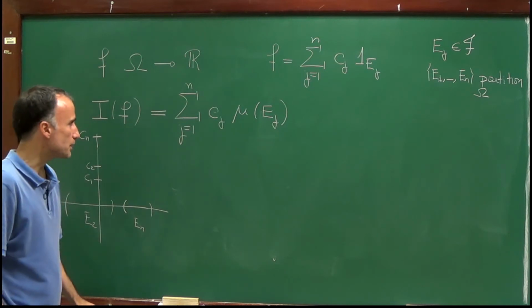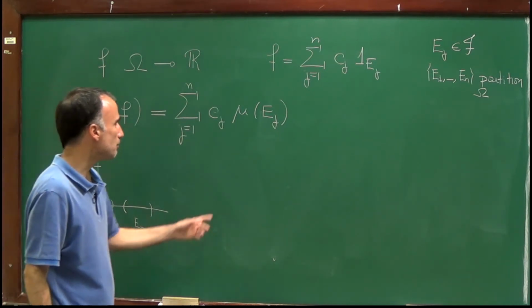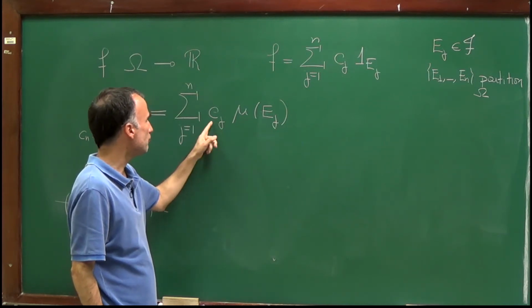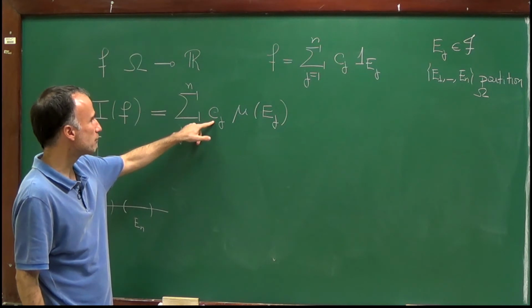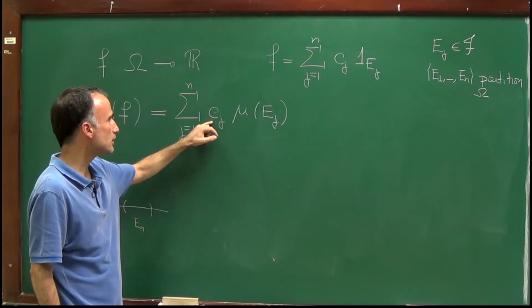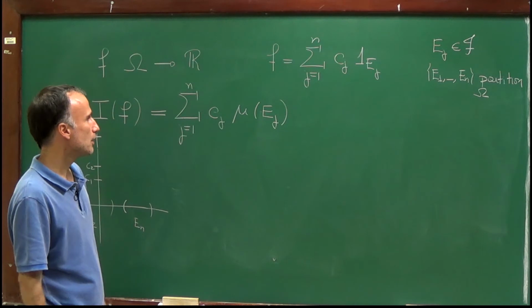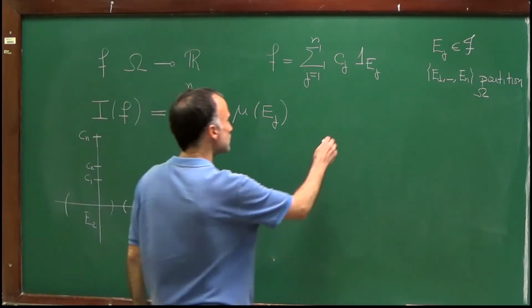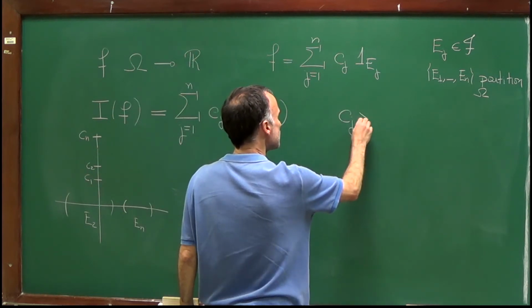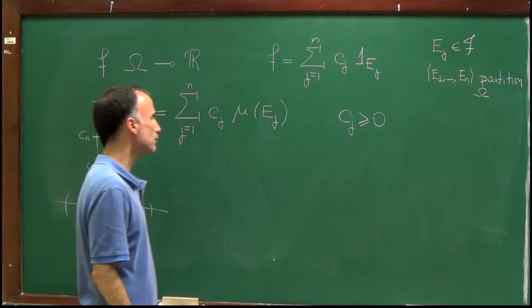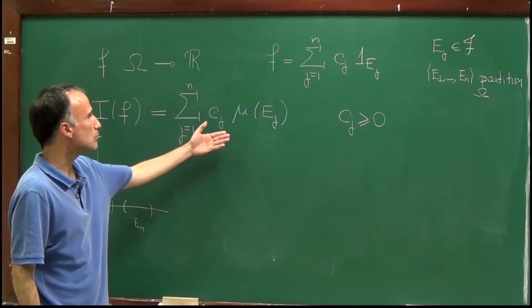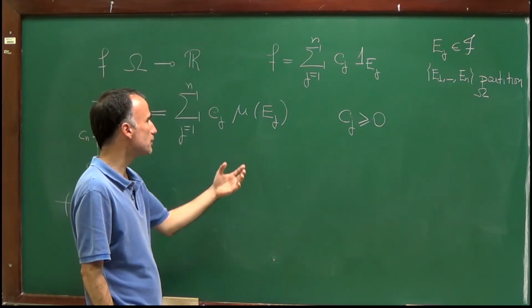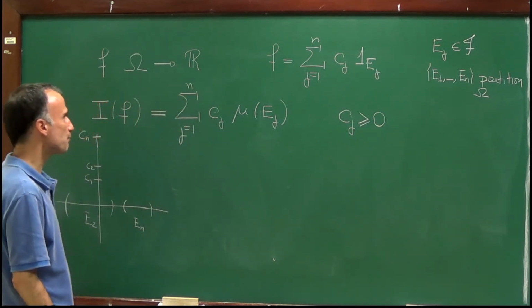However, we have to be careful here, because maybe Ej has measure plus infinity. If I have a positive value multiplying plus infinity and then a negative value multiplying plus infinity, I have an expression which is not well defined. So let's assume that all cj's are non-negative, then this makes sense. It can be equal to plus infinity if one of these sets has measure equal to plus infinity, but this sum makes sense.